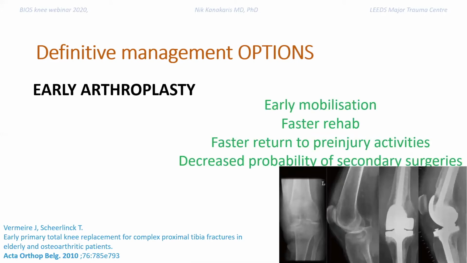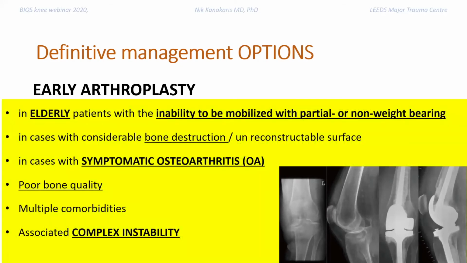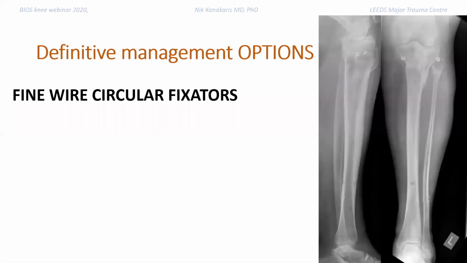It allows early mobilization and decreases the probability of secondary surgeries in elderly patients who have severe pre-existing arthritis, or there are complex instabilities that would be best addressed with a hinged prosthesis. Then the early arthroplasty can be a useful tool. Fine wire fixators like Ilizarov or hexapod frames can also be helpful.